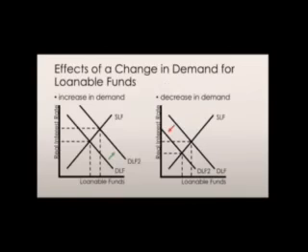When we talk about an increase in demand, what happens? Well, we see a rightward shift of the demand for loanable funds curve. This, number one, increases the quantity of loanable funds demanded and supplied, and it increases the real interest rate. A decrease in demand for loanable funds has the exact opposite effect. We decrease the real interest rate, and we decrease the quantity of loanable funds demanded and supplied at equilibrium.